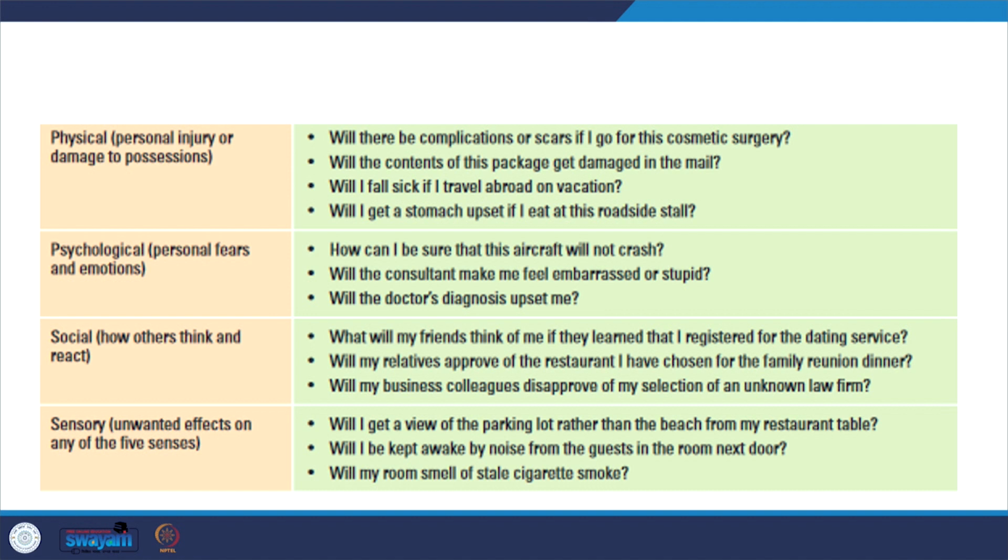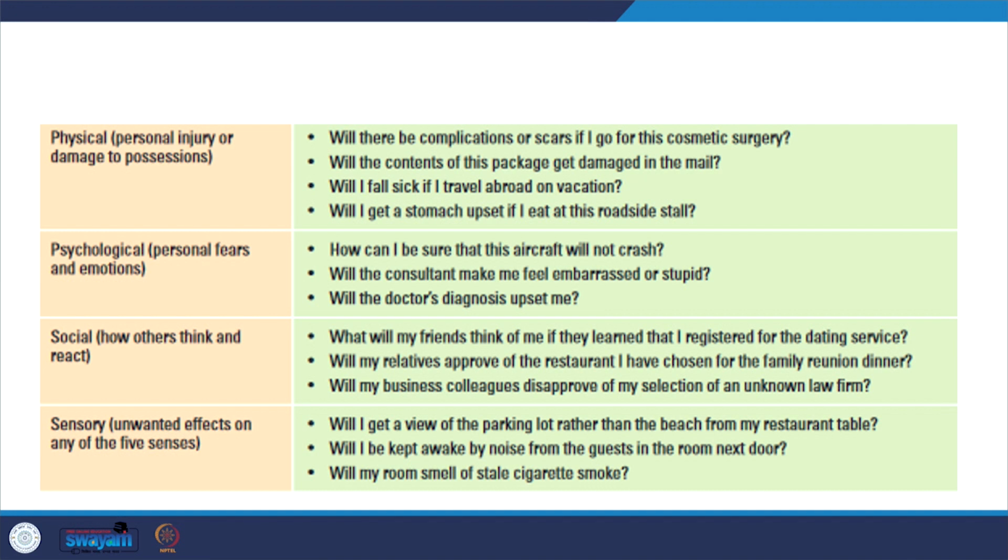The next type of risk is psychological, which is directly related to personal fears and emotions. How can I be sure that this aircraft will not crash? Or something like, will the doctor's diagnosis upset me? So these kinds of questions usually come when we are thinking about some psychological risk.